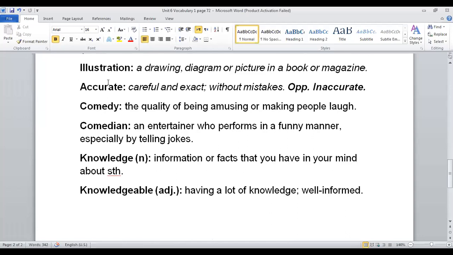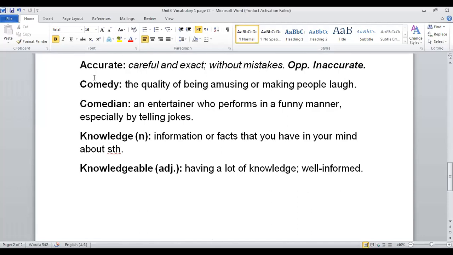Illustration. Illustration means a drawing or diagram or picture in a book or magazine. This is called illustration. And you can find illustration in the science book, in order to tell you about the digestive system, for example, and so on. This is called illustration.